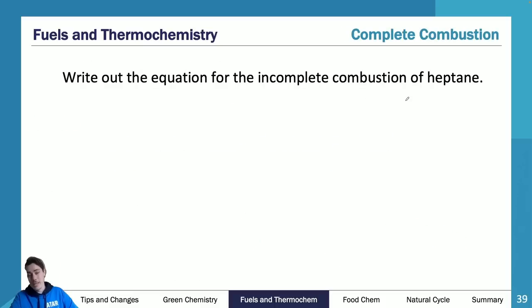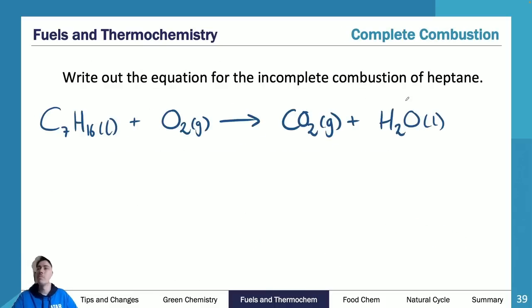Now, what about incomplete combustion? This is something that comes up and it is a skill you need to know. Before, we looked at a combustion reaction. This is heptane here. Heptane would be a version of petrol. It's not the octane version, but it would be a version. As you can see here, I've balanced this out, and that's how it works.